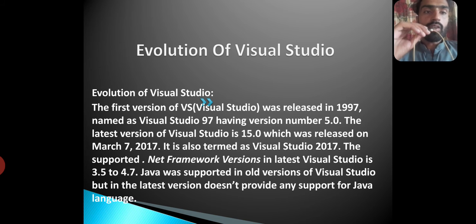The supported .NET Framework versions in the latest Visual Studio are 3.5 to 4.7. Java was supported in old versions of Visual Studio, but the latest version doesn't provide any support for the Java language.